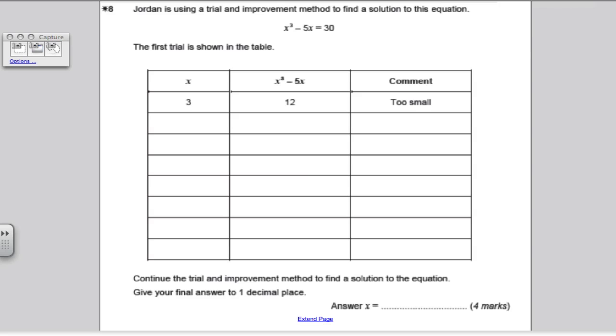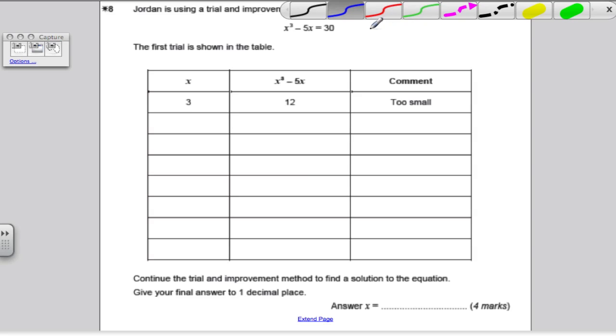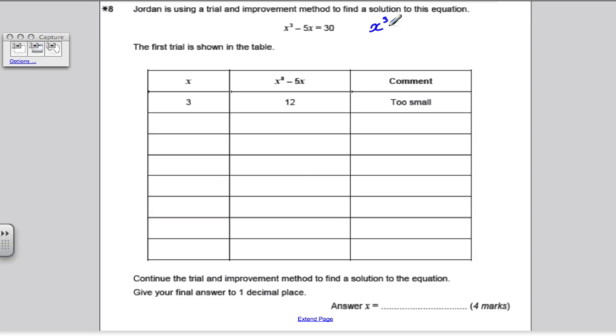Question 8. Jordan's using trial and improvement to find the solution to this equation. Just in case it's not clear on the screen, this is the equation: x cubed minus 5x is equal to 30. And they want us to use trial and improvement to solve this. They told us that when we put x in, we get 12. And so it's not 30, it's too small. Before you move to decimal guesses, you must find a whole number that gives a bigger answer than 30.